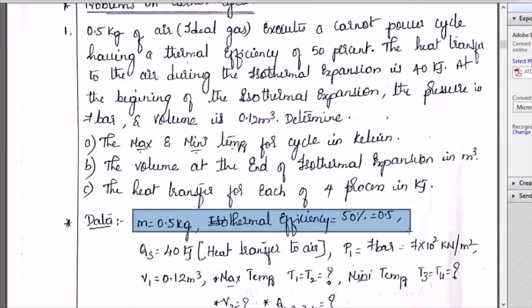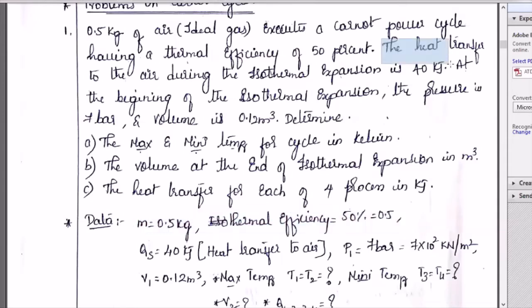Next, heat transfer to the air during the isothermal expansion is 40 kilojoule. At the beginning of the isothermal expansion, the pressure is 7 bar and the volume is 0.12 meter cube. Now, it's very important to remember, you have to write down the PV and TS diagram to take down the data very easily. What the problem says, the heat transferred to the air. Now observe, the heat transferred to the air during isothermal expansion.